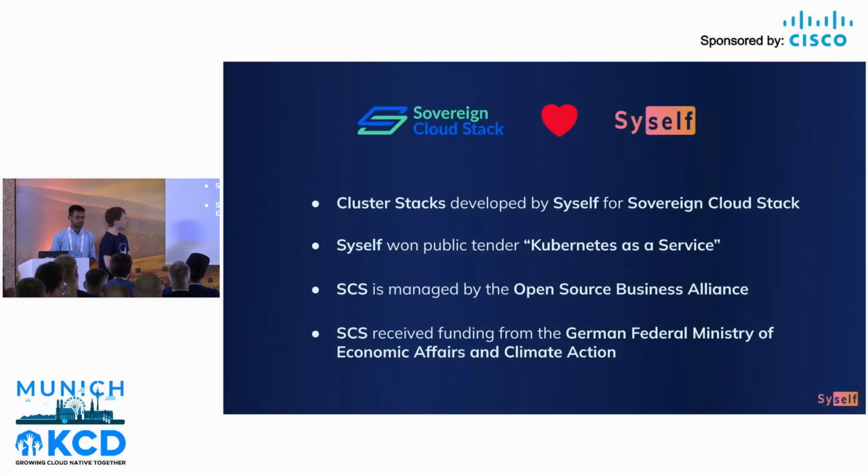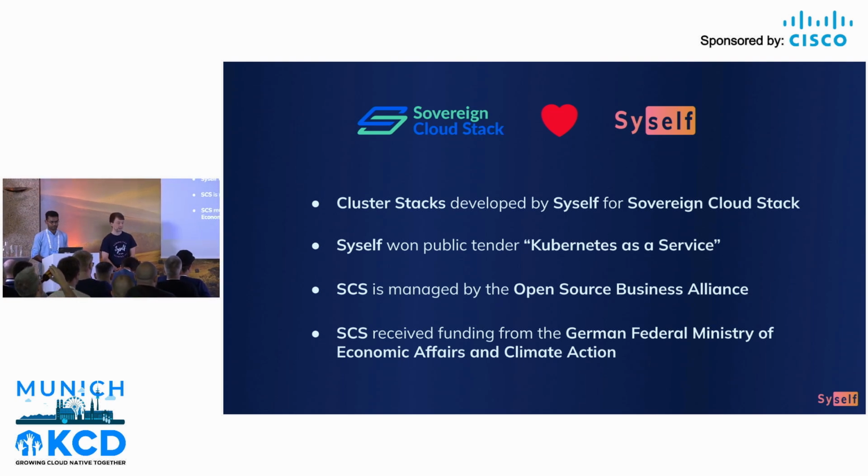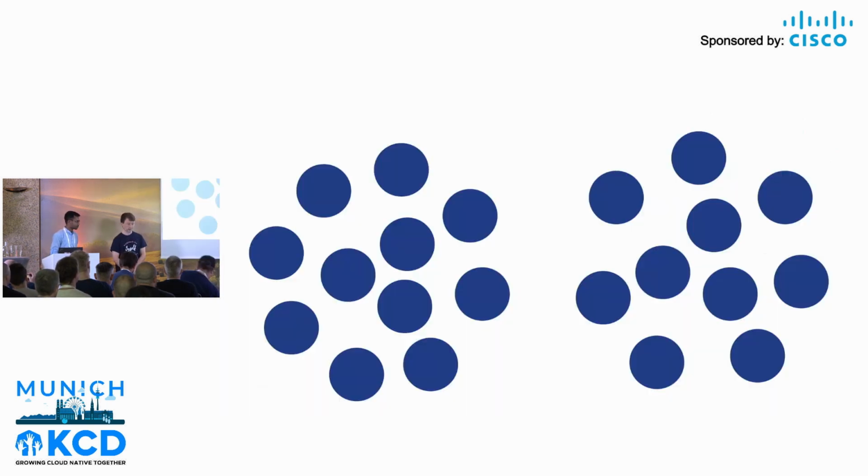Cool. So great start. First of all, thanks to the Sovereign Cloud Stack. The Sovereign Cloud Stack is a project managed by the Open Source Business Alliance. That's a German NGO. It has received funding from the German government, from the Federal Ministry of Economic Affairs and Climate Action. And the Sovereign Cloud Stack announced some public tenders, one of them being a Kubernetes as a service tender. That's the one we won, and today's project talk is about that project called Cluster Stacks.